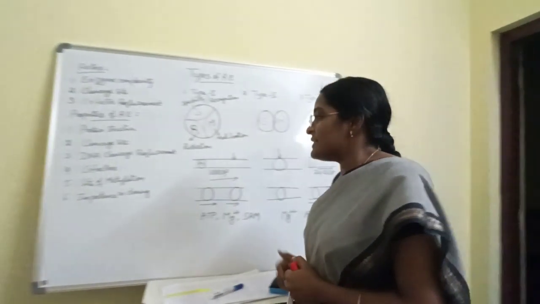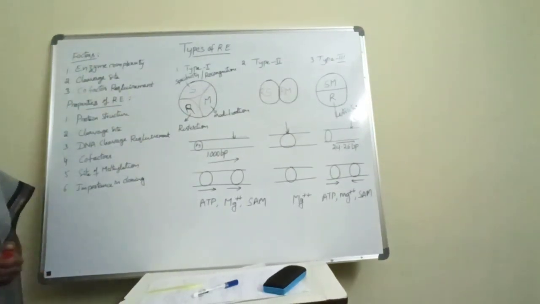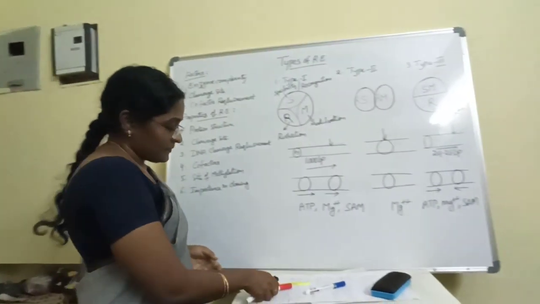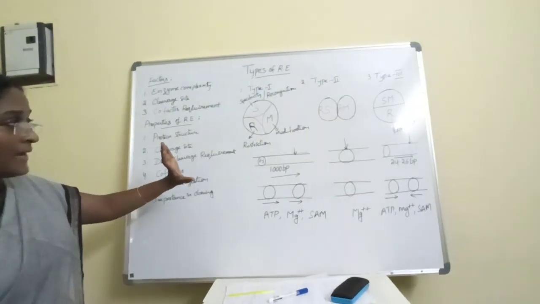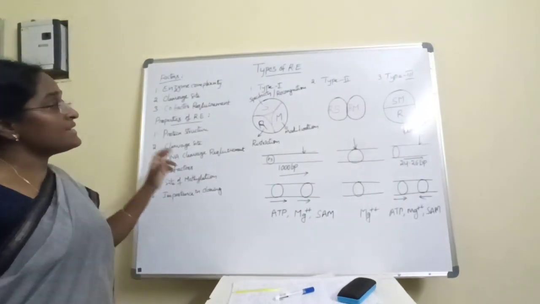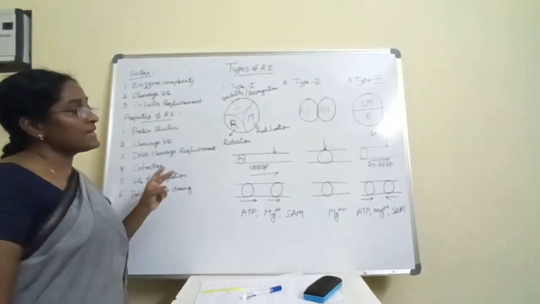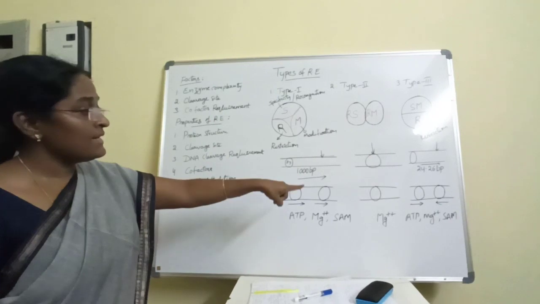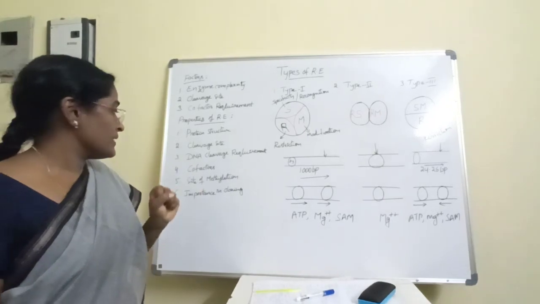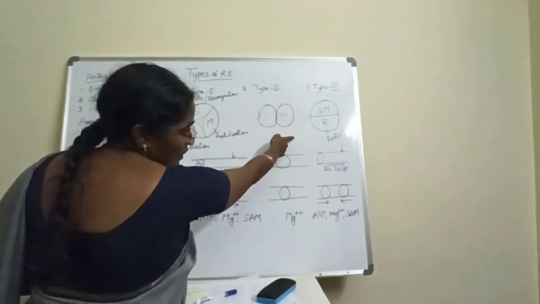And another property is importance in cloning. Here type 2 enzymes are very useful in cloning and other molecular biology studies. Why are these enzymes very important in cloning? Because of two reasons. Number 1, these enzymes are a multi-enzyme complex.